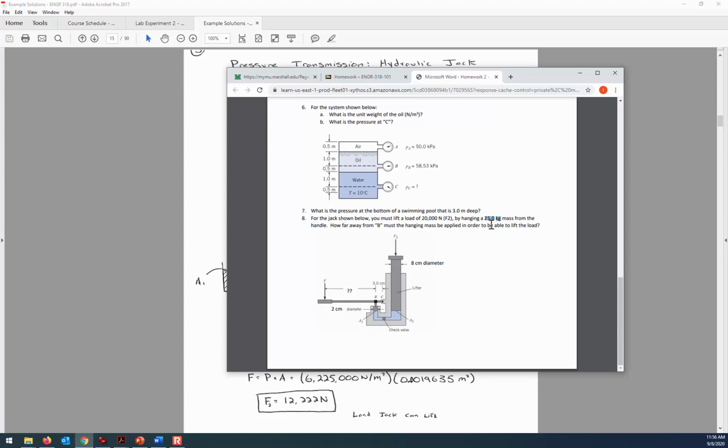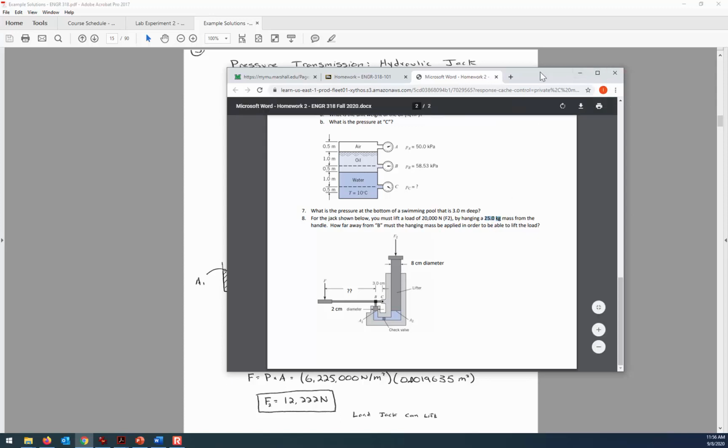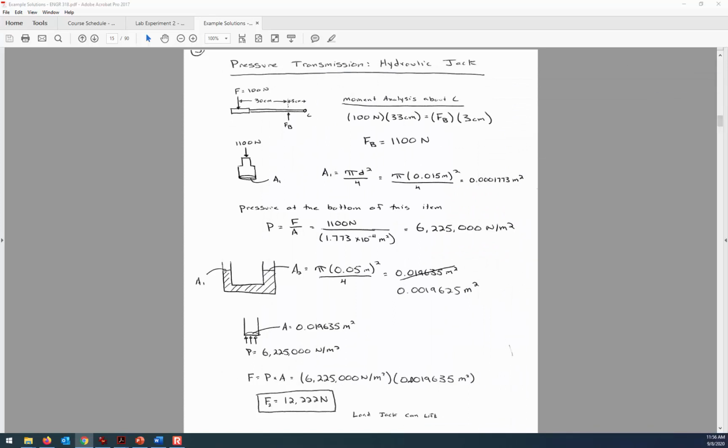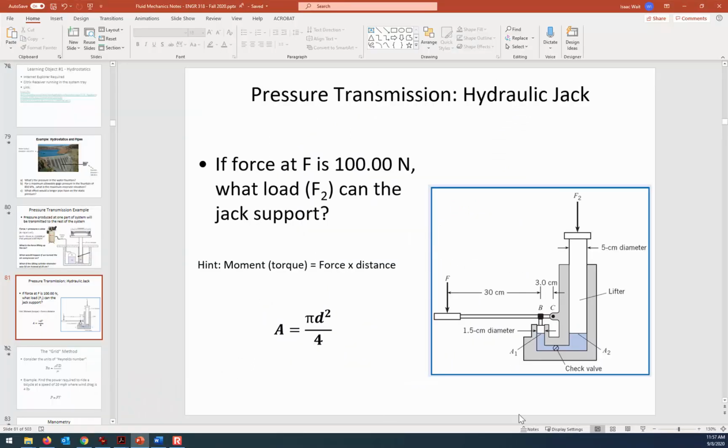And of course, to convert between mass and force, you multiply by g. So if you want to find out how many newtons that mass hanging from the handle exerts on the handle, it would be 25 kilograms multiplied by 9.81 meters per second squared. But the point is you do have some opportunities to practice these ideas in the homework.